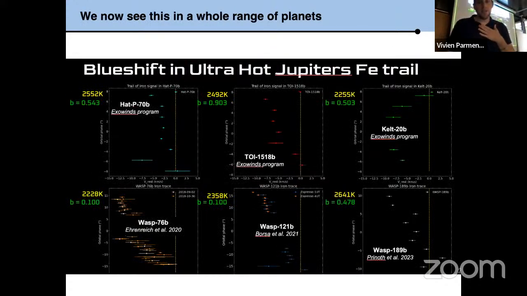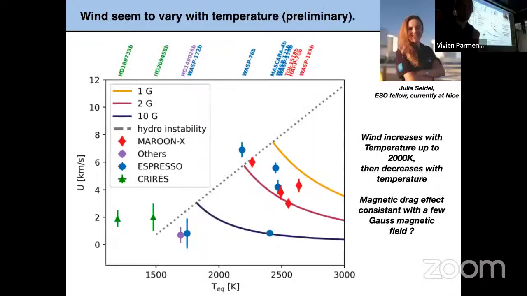We've seen that in a bunch of planets. There are 6 planets here, and that's from Adrian's presentation, and he has a black background, so I'm sorry, this looks awful. But we see that for a bunch of planets. So what we're doing now is trying to measure the wind speed on each of those planets and put that on population plots. That's what Julia Seidel is doing, currently a fellow at NIST.